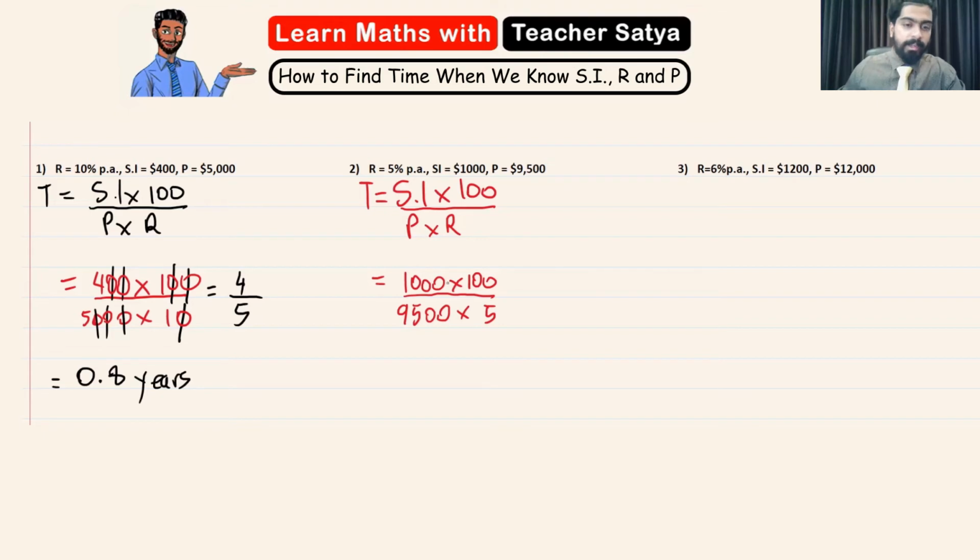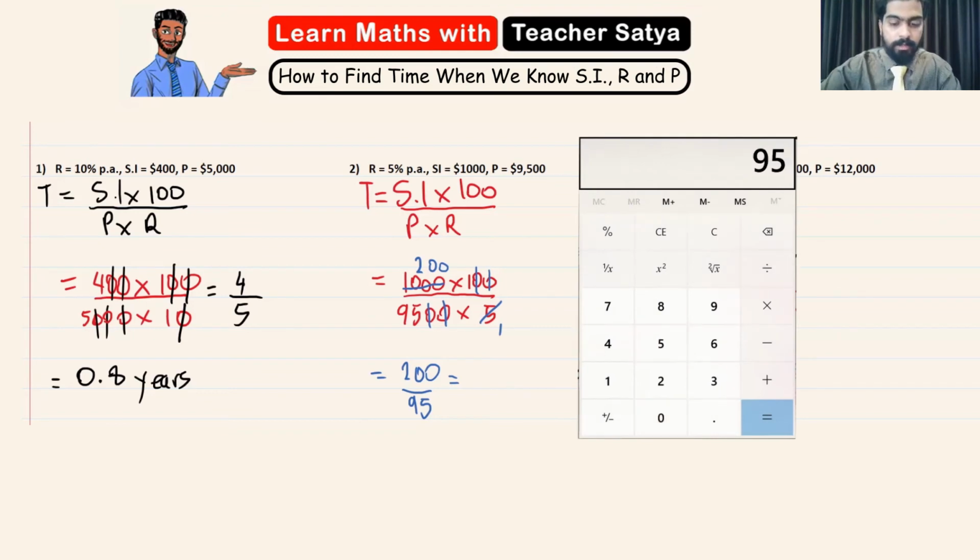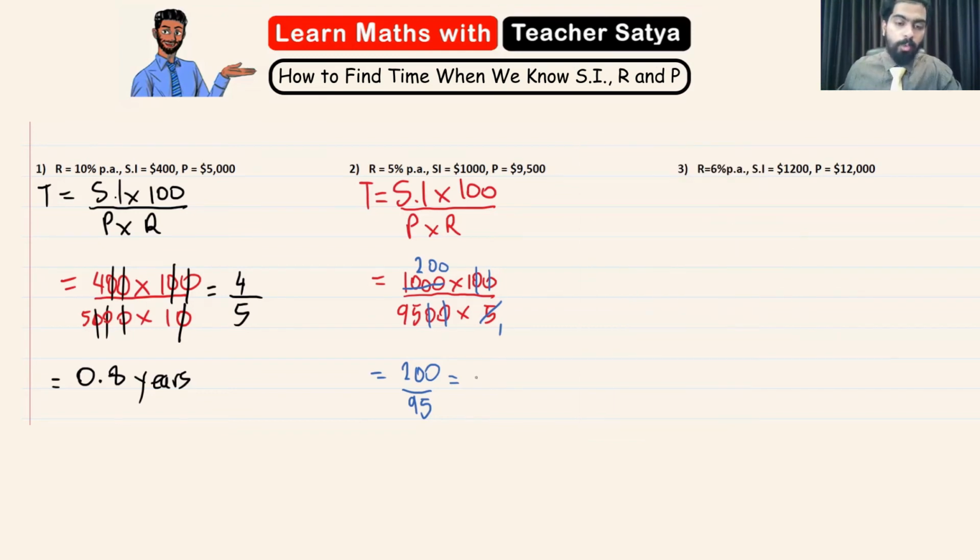Now let's go ahead and see how many zeros can be simplified. So these two zeros and these two zeros can immediately simplify, and 5 and 1000 can also simplify, right guys? 5 will change to 1 and 1000 will change to 200. So what we have now is 200 over 95. Now if we use the help of a calculator, 200 over 95 will give us 2.10 years. So approximately 2.1 years. All right guys, so the time is approximately 2.1 years.